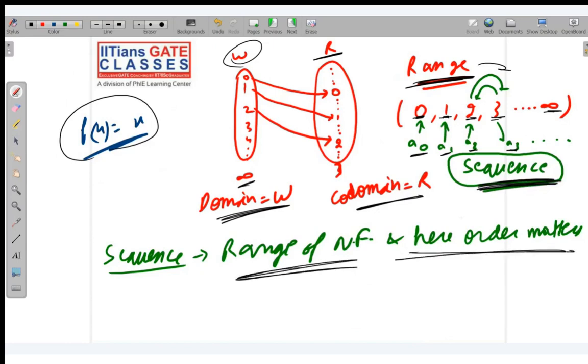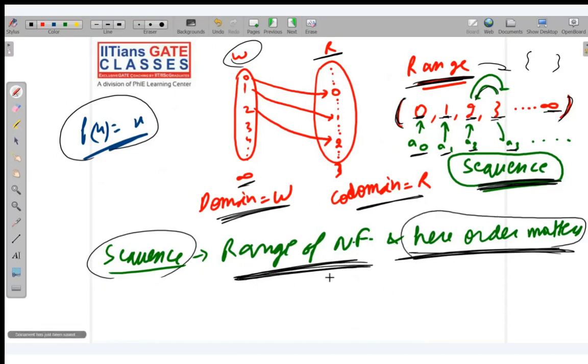And here obviously order matters. Wherever order matters, we write it in circular brackets. Where order does not matter, we write it in set format, that is curly brackets. Here obviously order matters, because if you change 2 and 3, then a2 will become 3 and a3 will become 2. That is obviously wrong. So a sequence is simply the range of the numeric function, and here order matters.